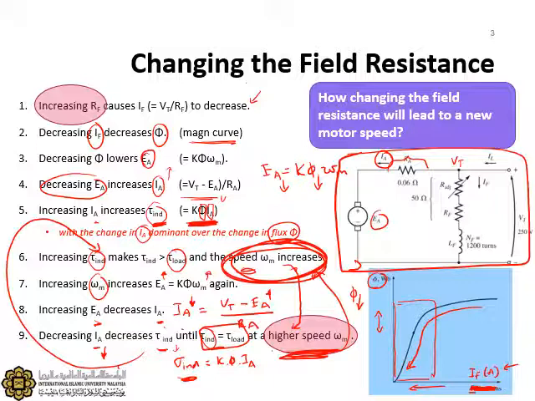If you increase the RF, IF will be reduced, and the final outcome is that the motor will run at higher speed. And the opposite will happen, i.e., if you reduce RF, or the field resistance, then the speed of the motor will be reduced. Okay, I think that's enough for this slide.